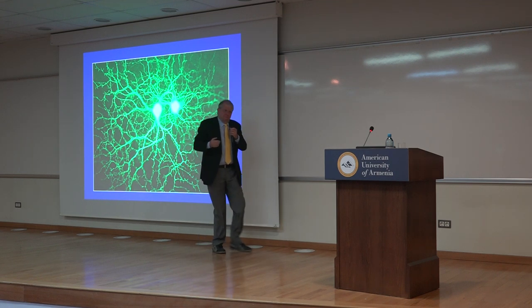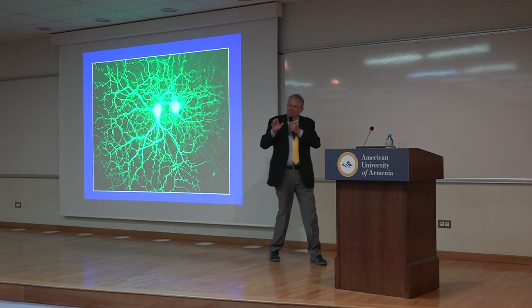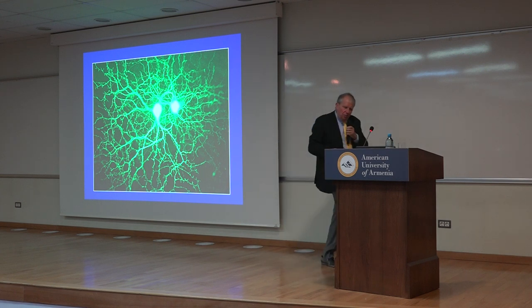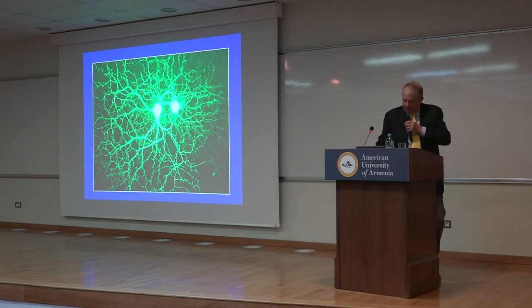So to get a picture of what the other ones do, instead of recording from cells, we do an imaging of the cells of the entire retina, or a good chunk of the retina, to see what happens. And what you find is something quite amazing. And I think there's a movie, maybe it won't work, but let's see.